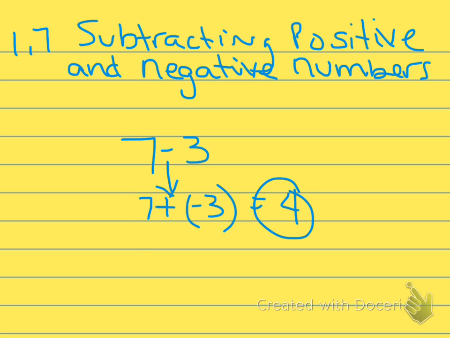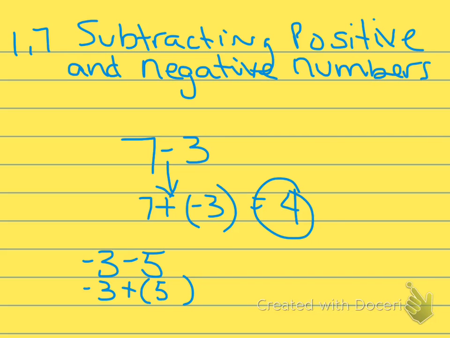Okay, so we're just going to take our subtract and turn it into add the opposite. Since that 3 right there isn't in parentheses, it's really a positive. So if I had negative 3 minus 5, I'm going to change that to add the opposite. I'm going to keep the negative 3, and add the opposite of that 5, which is a negative 5.